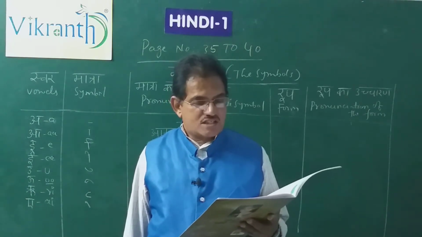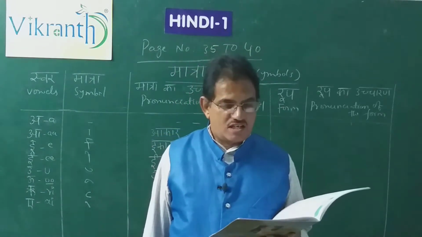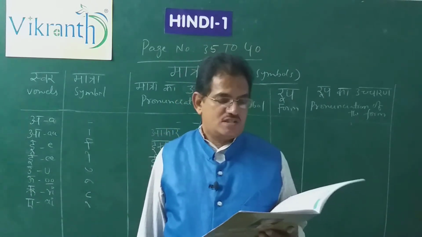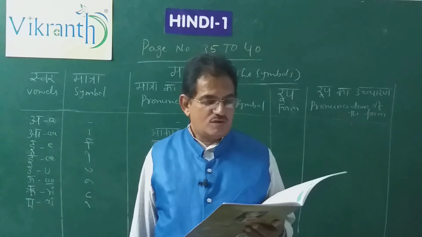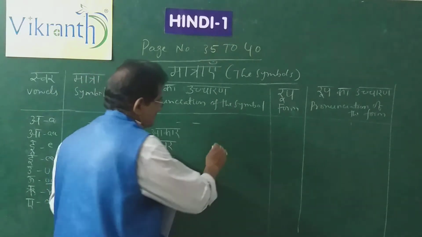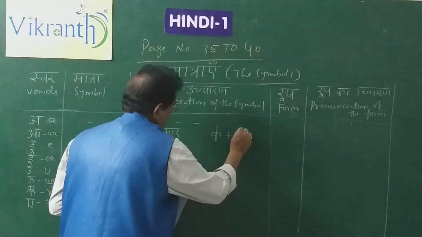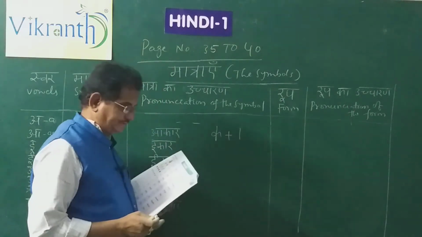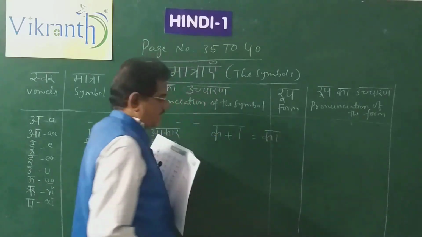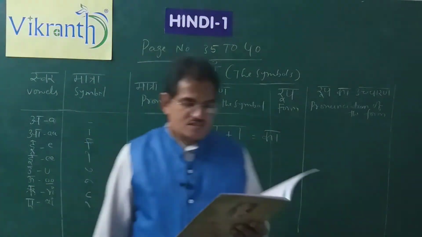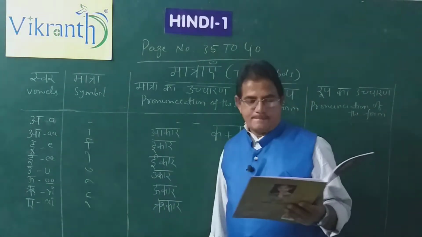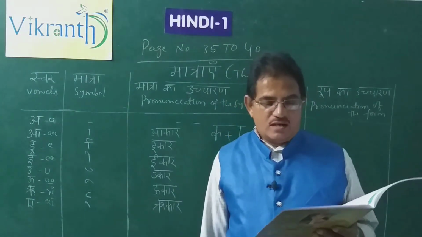The first letter has no symbol, that is, for the first letter there will be no symbol, but from the second letter onwards we have got symbols. See how it is written there, akar. For example, if you write ka plus a, what does it become? Ka. Like that, the symbols we have to use with the consonants. Ka, ka, like that.